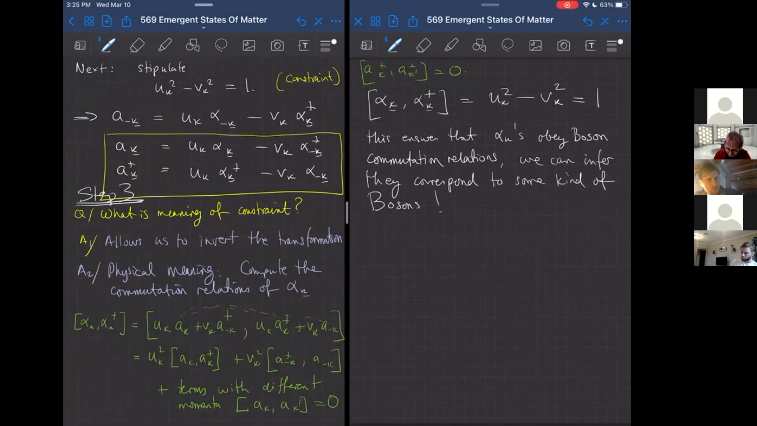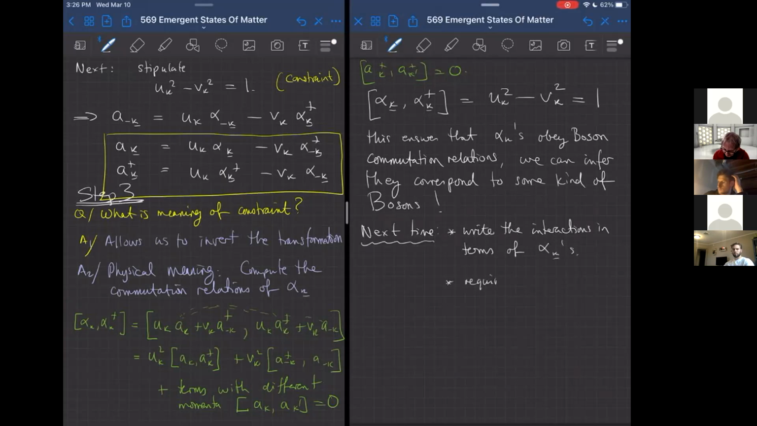And so next time, we're going to do the following thing. We're going to write the interaction Hamiltonian in terms of the alphas. So far we wrote the interaction Hamiltonian in terms of the annihilation and creation operators, the real ones, the ones for the real particles. So now we're going to write the interactions in terms of the alpha k's. And what we're going to do is we're going to require that the interaction Hamiltonian have quasi-particle form.